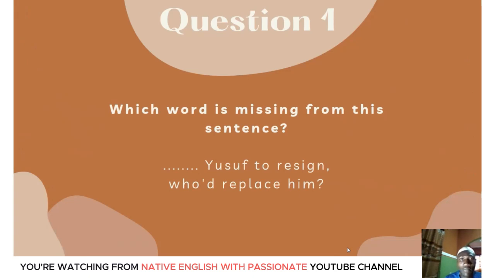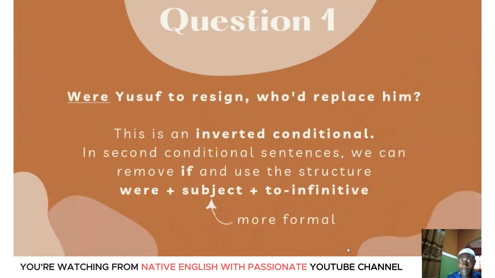Question 1. Which word is missing from this sentence? Dash Yusuf to resign. Who would replace him? I give you 5 seconds to answer. Okay, the timer starts counting. 1, 2, 3, 4, 5. So, what's the answer? Were Yusuf to resign, who would replace him? Well, this is an inverted conditional.